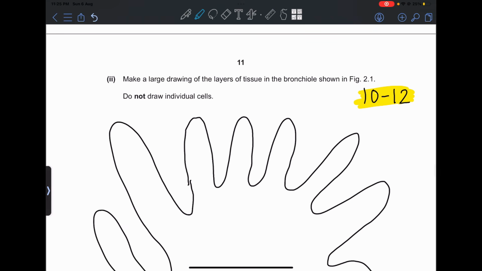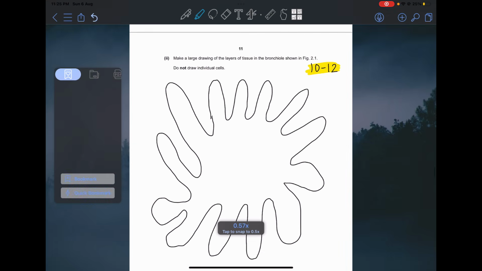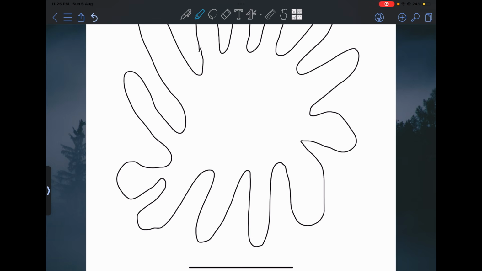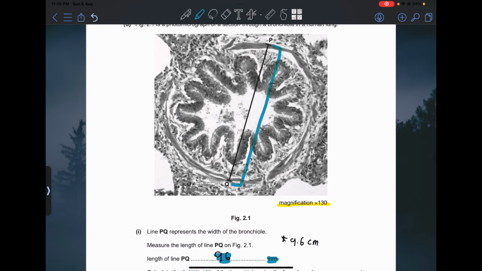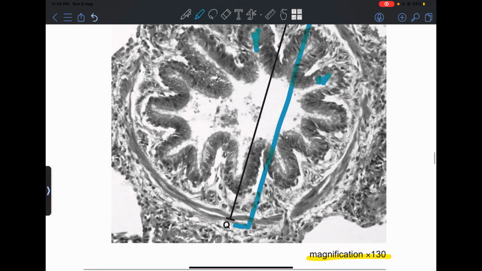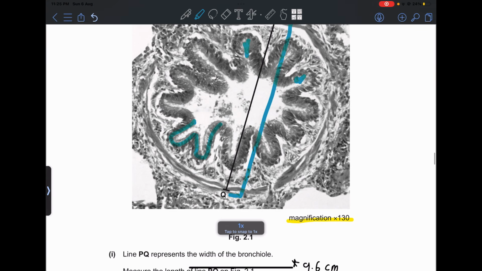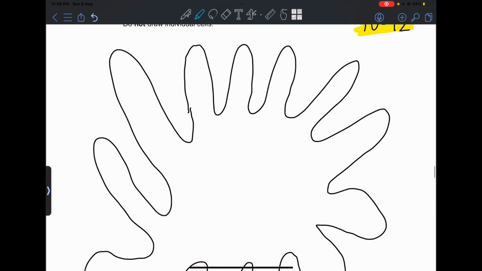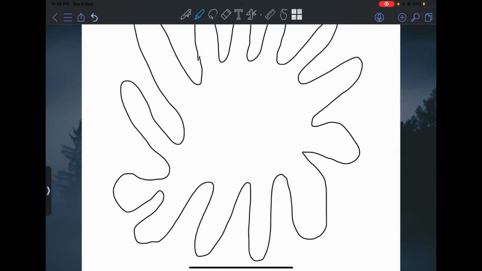Make a large drawing of the layers of tissue in the bronchiole shown in figure 2.1. I have drawn it this way. You have to draw over here. There's a lot of details. You have to make sure you follow over here. You're going to count the number of these things over here, and you should draw those swirly things like this, both of them stuck together in this area. You have to make sure you follow the details as much as you can. You must draw only the outlines. You don't draw any cells.